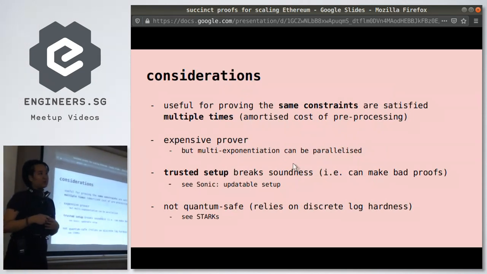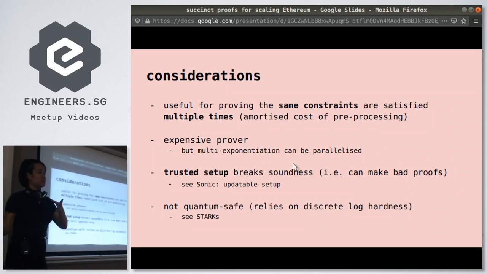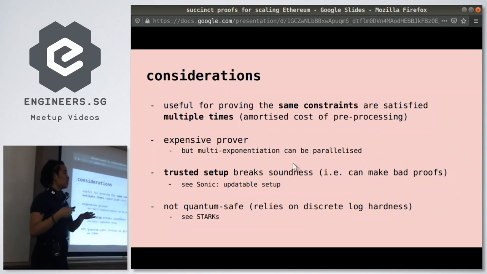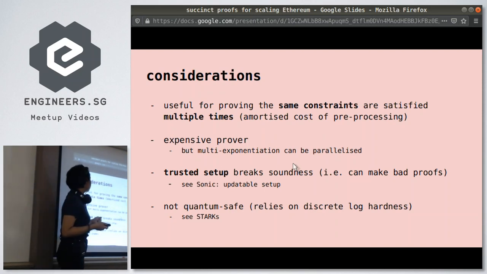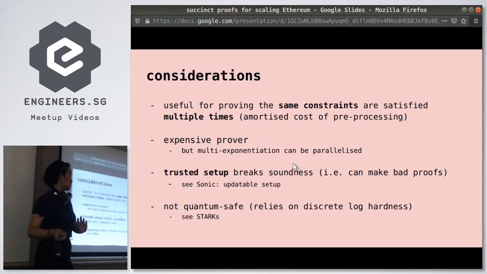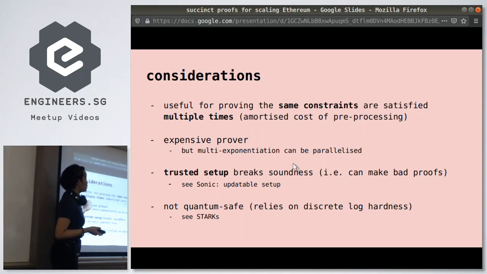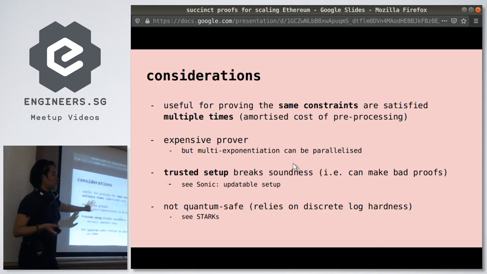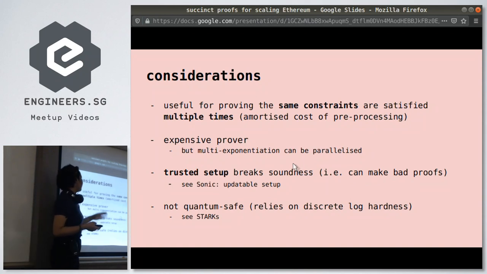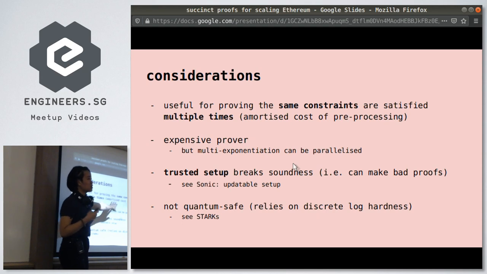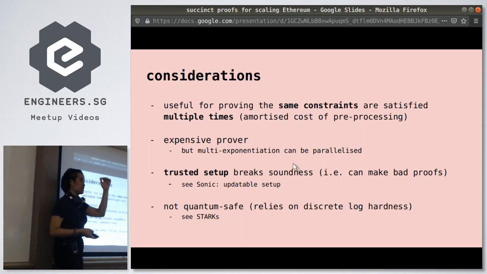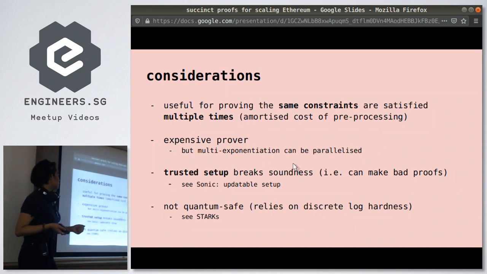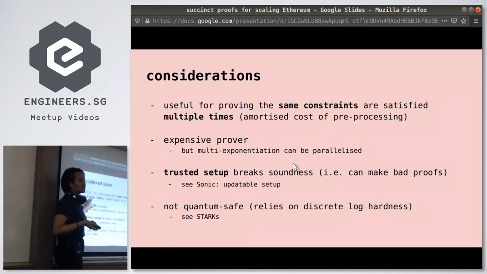So that's basically Rollup, and that's how we outsource computation in a succinct way to reduce our computation cost on the blockchain. Some considerations, because this is not the only construction out there. So this construction is useful in particular if you want to prove the same constraints multiple times. And that's because, if you recall, we have a very intense setup pre-processing phase, so setup and proving. And if each time you plan to change your circuit and change the rules of your state transition, then you need to perform a costly pre-processing for each circuit, basically. So this is only suitable if you plan to stick to the same set of constraints.